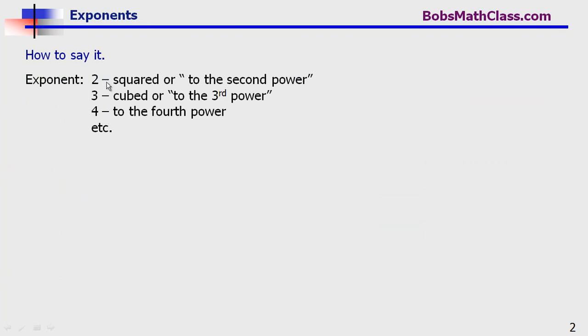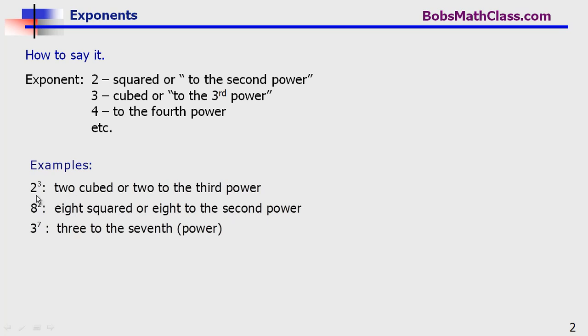Okay, how to say it. If the exponent is 2, it's called squared, or we could say to the second power. If the exponent is a 3, it's cubed, or to the third power. And if it's 4, then we just simply say to the fourth power, etc. 5 to the fifth power, 6 to the sixth power.